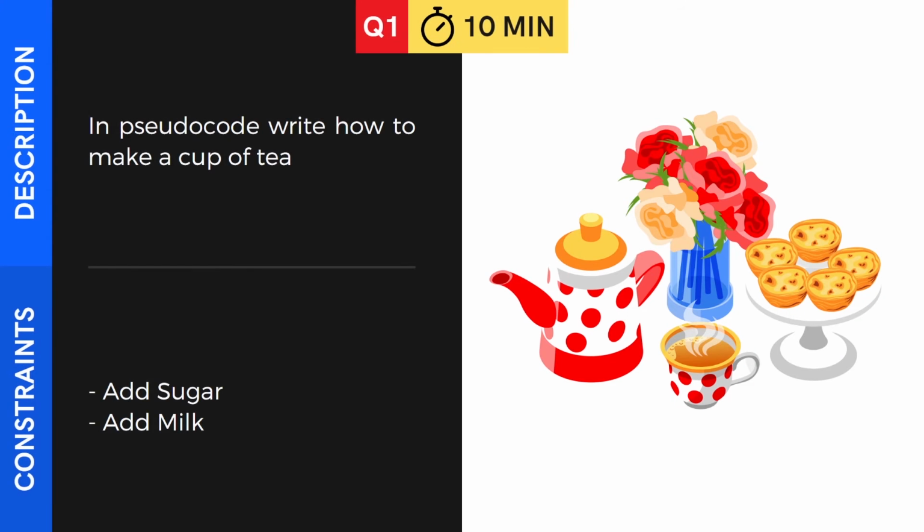Now that we have discussed what pseudocode is, who uses it, and its benefits, it's time to put it into practice by looking at some questions. So let's start off with question 1. In this question, in pseudocode, write how to make a cup of tea. In your steps and instructions, ensure you add sugar and milk whilst making the cup of tea.